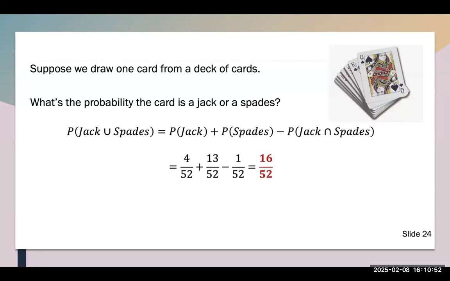There are 4 out of 52 cards that are jacks. There are 13 out of 52 cards that are spades. There's one card that's both a jack and a spade, and that's the jack of spades. So we're going to add 4 plus 13, and then subtract 1, because if we didn't subtract that 1, we double counted it. We counted the jack of spades both in the jacks and also in the spades. That's why we need to subtract. We're trying to get rid of that thing we double counted. So we end up with 16 out of 52.